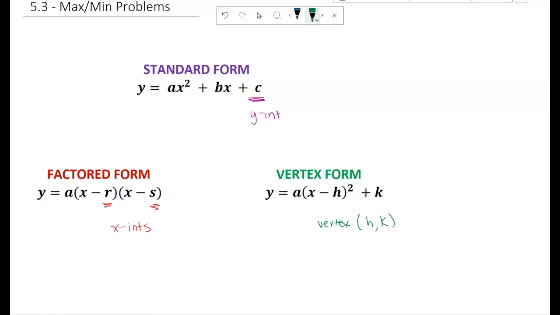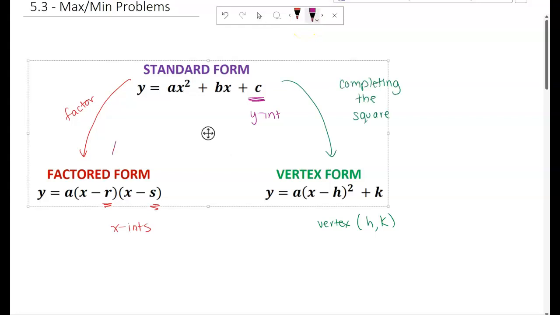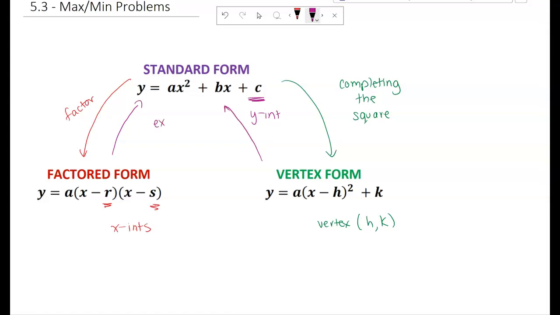And so far we've been learning how to go from one form to the other. To go from standard to factored form, we would factor. To go from standard form to vertex form, we would use the new method, completing the square. And then if we need to go back into standard form, we would use the same method, whether we're talking about vertex or factored form, which is to expand the brackets and distribute or multiply the terms out.